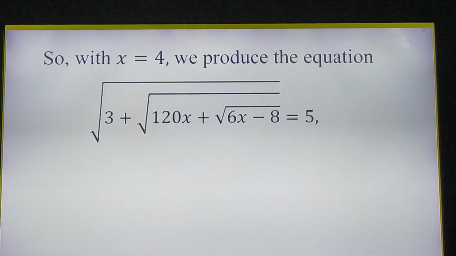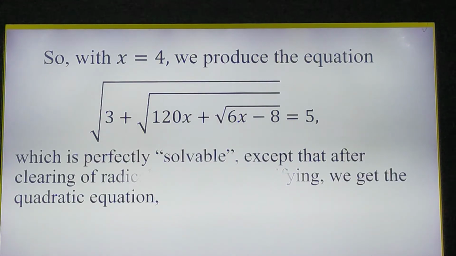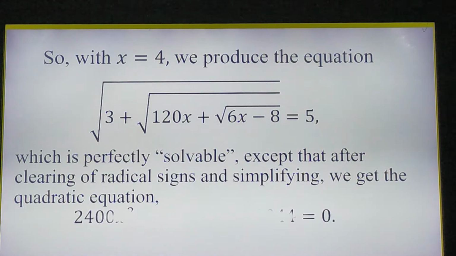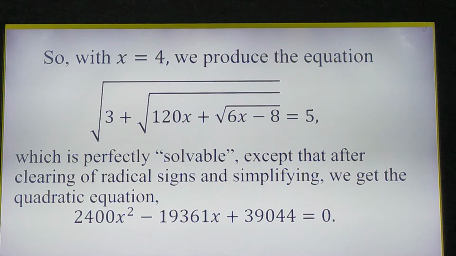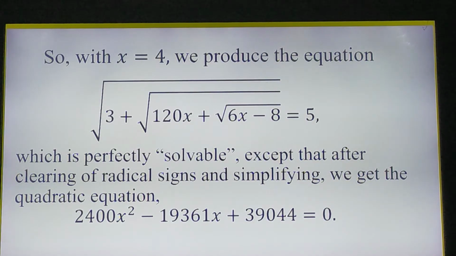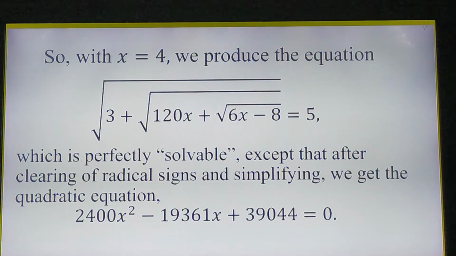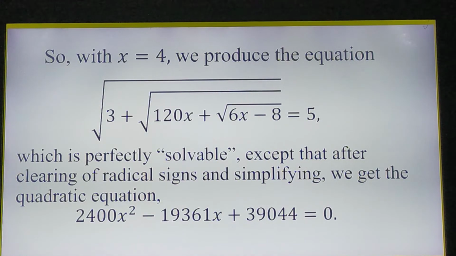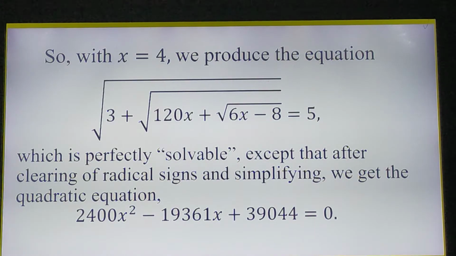Now, clearing of square root signs, because this is perfectly solvable, we get the quadratic equation 2400x squared minus 19,361x plus 39,044 equals 0, which is a quadratic equation but not a very nice quadratic equation because of the very large coefficients and constant term.